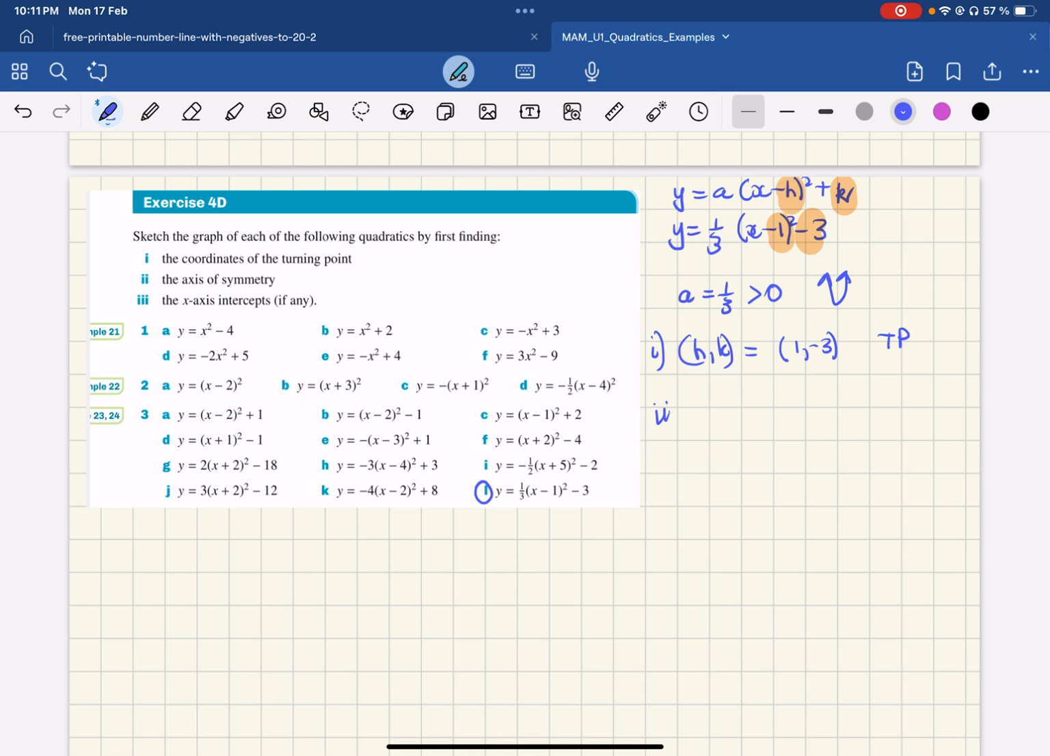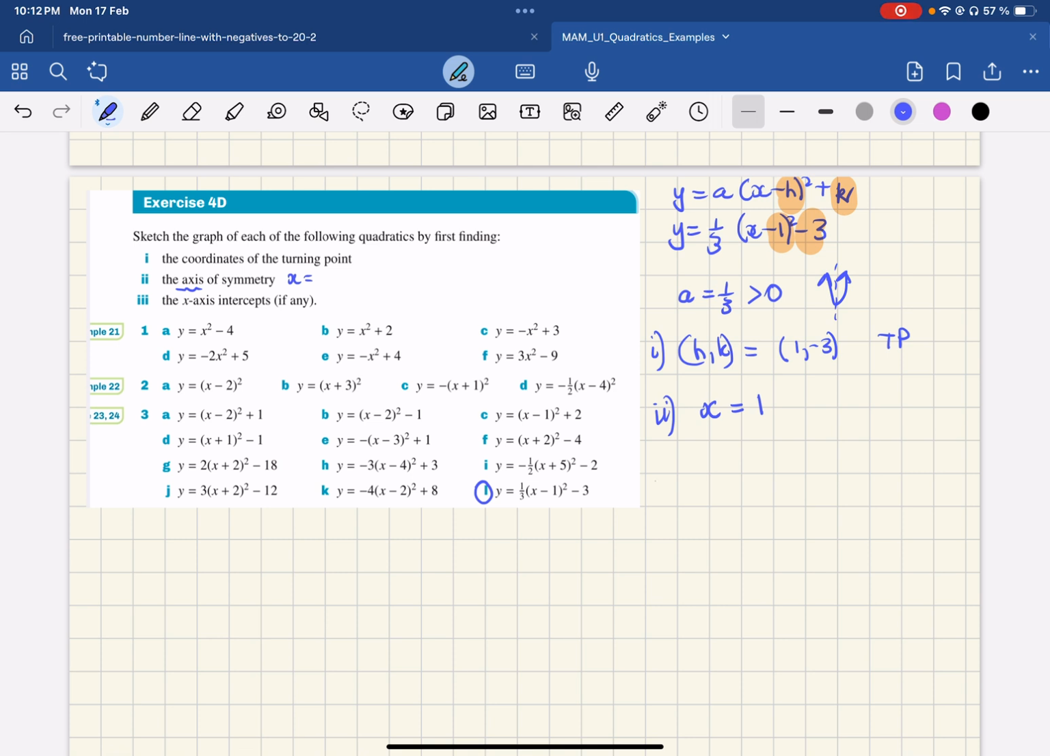The axis of symmetry, well, remember the turning point is where the axis of symmetry is going to cut through. So the axis of symmetry is that x value written as an equation because it is an axis. So it must be written x equals 1.